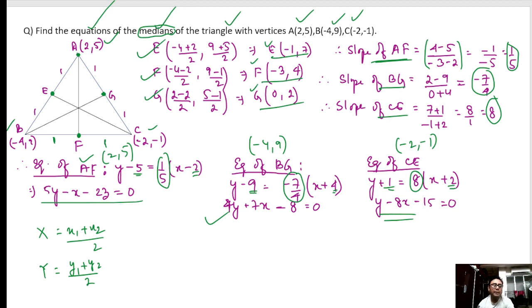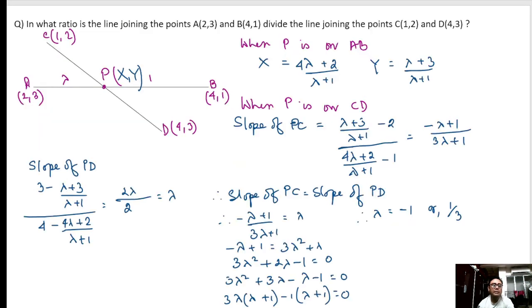Next sum. Let's see the next sum. In what ratio does the line joining these two points divide the line joining these other two points? So the line joining these two divides the line joining these two in what ratio? Let it be lambda is to 1.